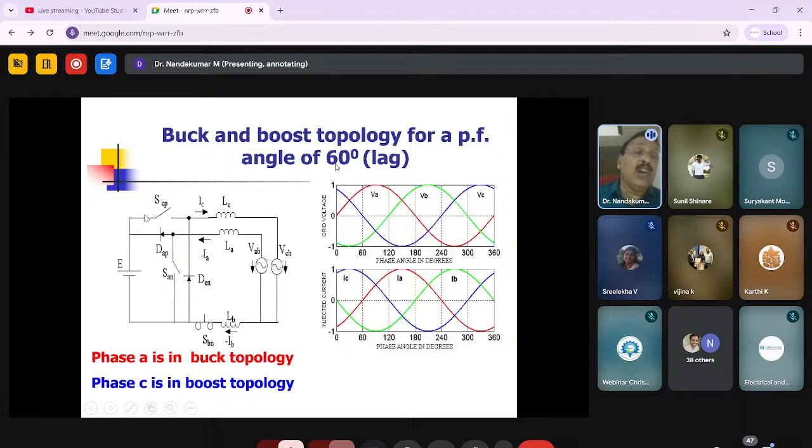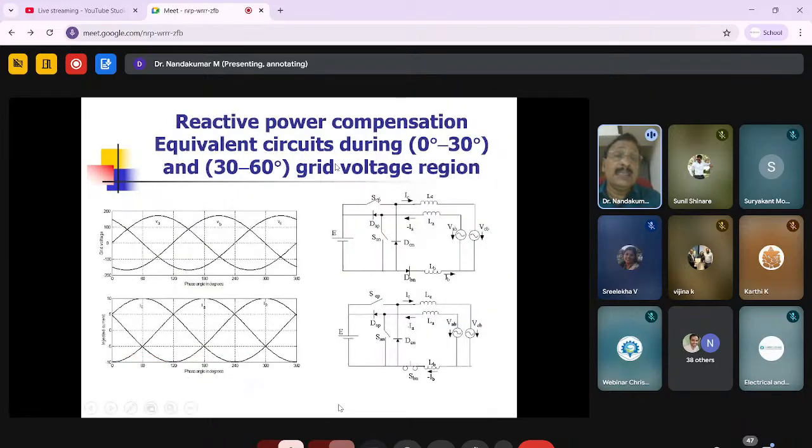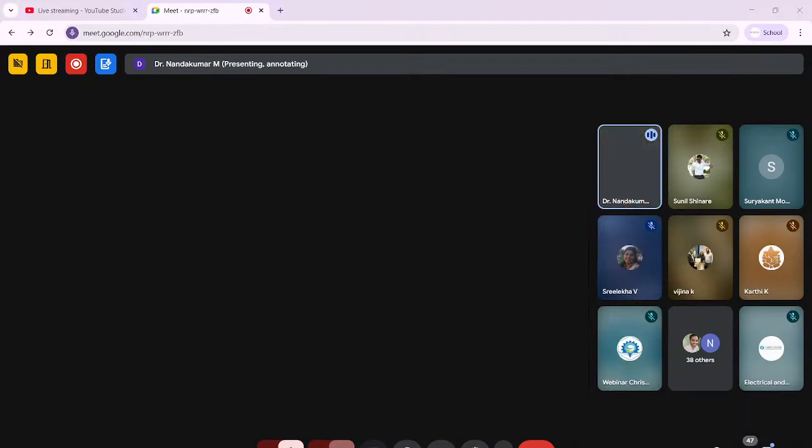One phase will be in bucking operation, and the other phase in boosting operation. The power factor angle decides how much it is bucking and how much it is boosting. Anyway, the inverter automatically takes this buck and boost topology. Clear? This is for a power factor angle equal to 60 degrees. For example, reactive power compensation can also be done. If you are injecting a current 90 degrees out of the grid voltage, it can inject reactive power.